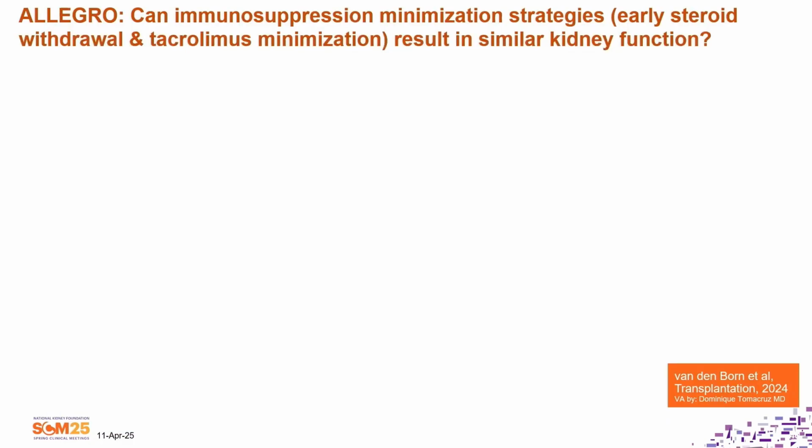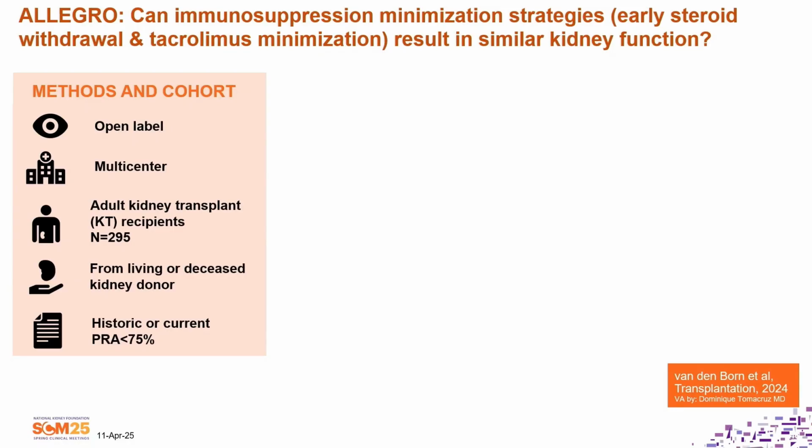Okay, and then probably the last study I'll present is the ALLEGRO study, which was published a year ago, asking the question, can immunosuppression minimization strategies result in similar kidney function? So looking at outcomes of not just metabolic effects, but also kidney function. This was an open-label, prospective, multi-center, randomized, controlled study.